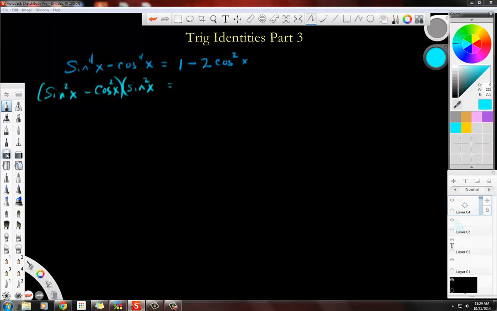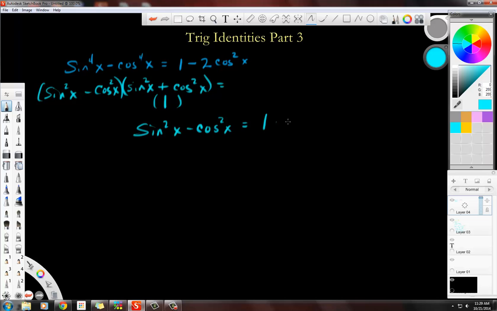And let me just move that over a little bit. This plus cosine squared x. Give myself a little bit more room there. Well, all of that is, of course, going to equal this, and I'll write that out in a minute. But this sine squared x plus cosine squared x, that's 1. So that whole thing there is just 1. And 1 times this first thing is just that first thing. Sine squared x minus cosine squared x. And that equals 1 minus 2 cosine squared x.